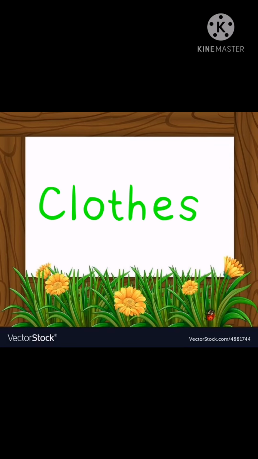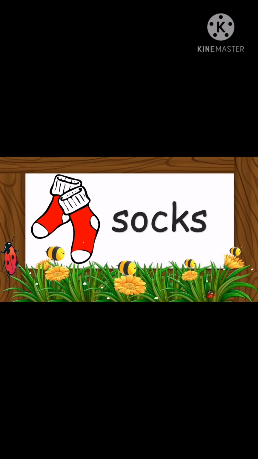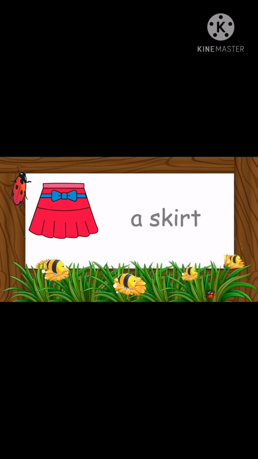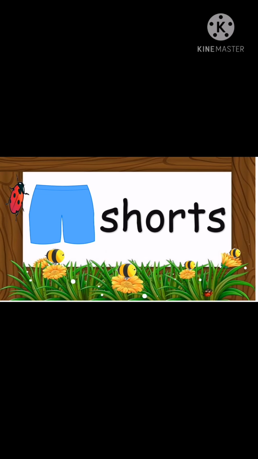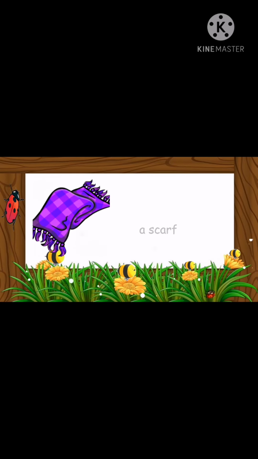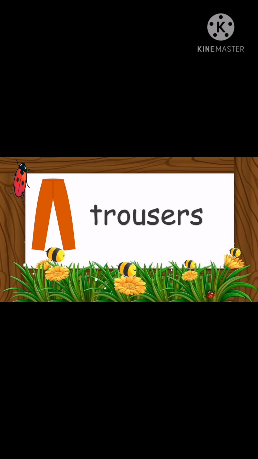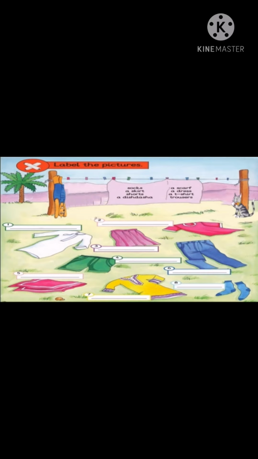Let's learn some new vocabs about clothes. Clothes. Socks. So what is it, grade 2? Socks. A skirt. Shorts. A dishdasha. A scarf. A dress. A t-shirt. Trousers. Okay, grade 2, now open your class book, page 58.